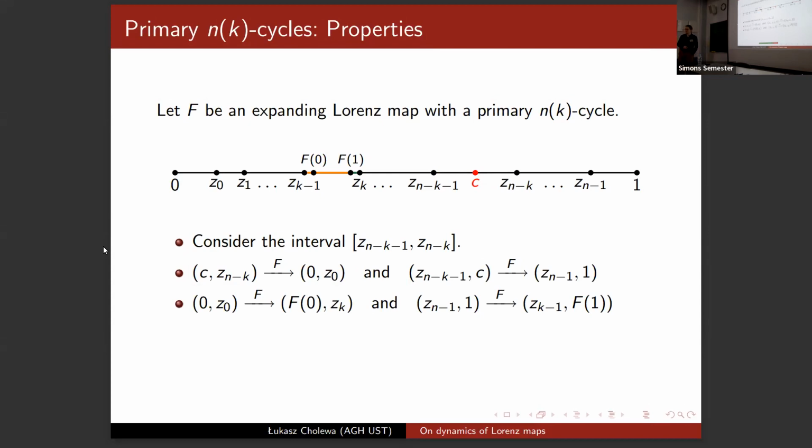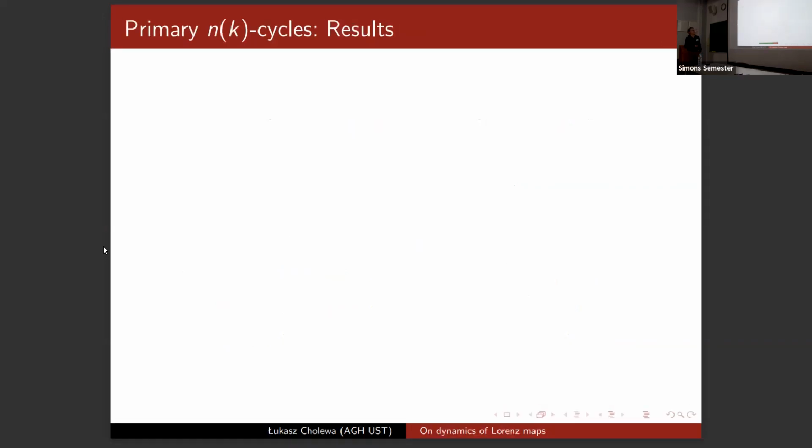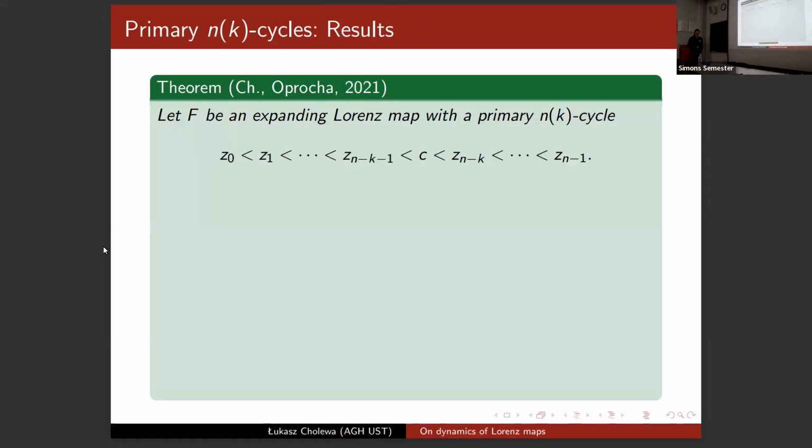So that is why I want to have these inequalities, okay? And I need to have another n minus 2 iterations to come back to this interval around critical point. And again, the images of this interval around critical point cover the whole interval [0, 1], except 1 point. Okay, so using these properties of maps with primary nk cycles, we were able to prove our theorem.